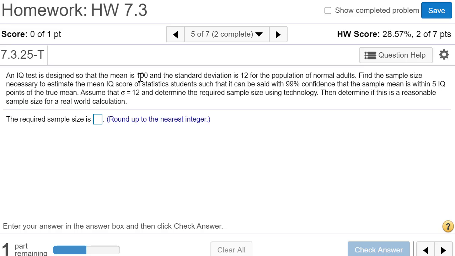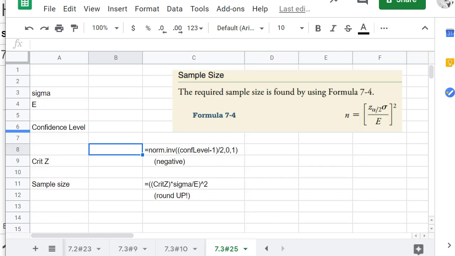Let's get some information down. The mean is 100. I don't think that's going to be necessary for our formula, but the standard deviation is 12 and a 99% confidence is important. And within 5 IQ points will serve as our margin of error. This is as large a margin of error as we want. So let's try to remember all that. Standard deviation 12, that's sigma. So not just S, but sigma. We want to be within 5 IQ points and with a 99% confidence level.